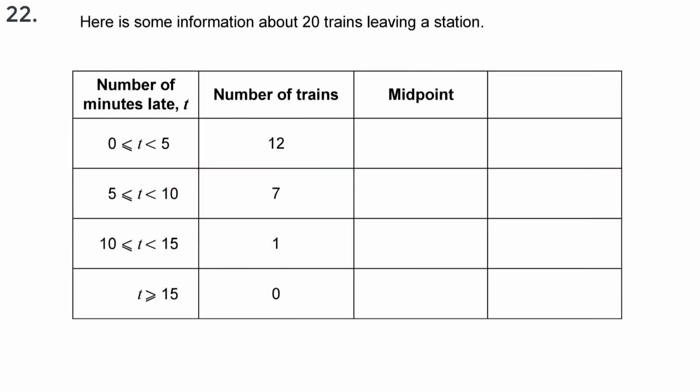Here is some information about 20 trains leaving a station. So we've got a number of minutes late. The first group is between 0 and 5 minutes late, the second group between 5 and 10 minutes late, 10 to 15 minutes late, and more than 15 minutes late. And we can see that 12 trains were between 0 and 5 minutes late, 7 were between 5 and 10, 1 between 10 and 15, and none were later than that. Okay, so you can see that there's a couple of extra columns on that table for us to complete.